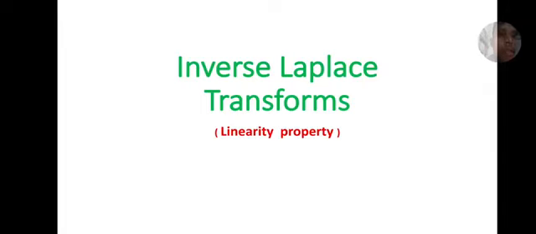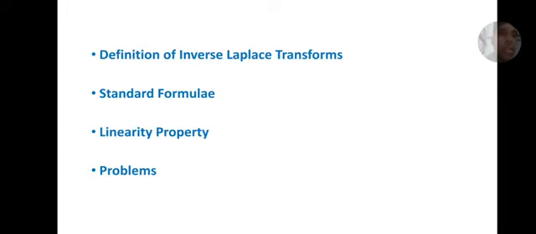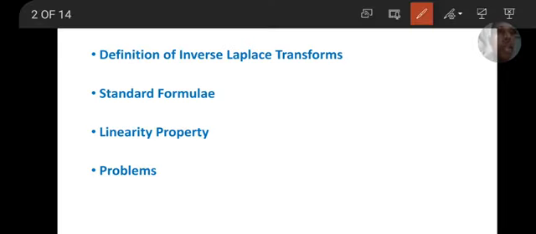Good morning students. Today we are going to learn a new unit, that is unit 6, the last unit, inverse Laplace transforms. In this class we are going to learn the definition of inverse Laplace transforms. What is the inverse Laplace transform definition first of all. Next, standard formulas of inverse Laplace transforms. Next, the linearity property of inverse Laplace transform and then problems.